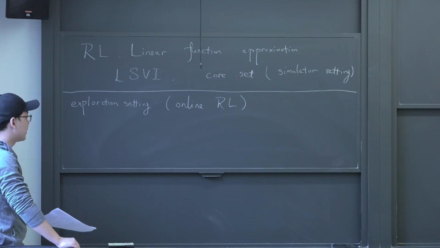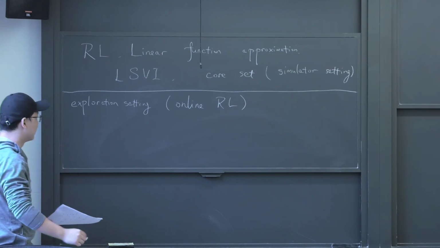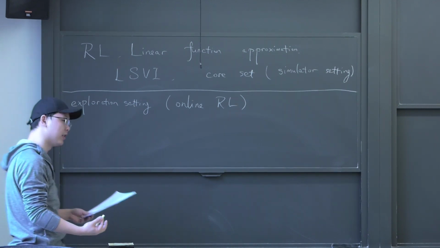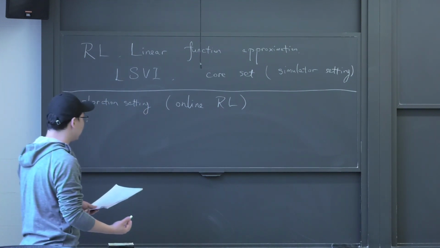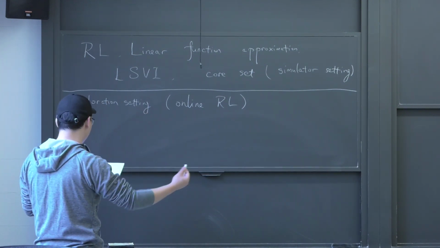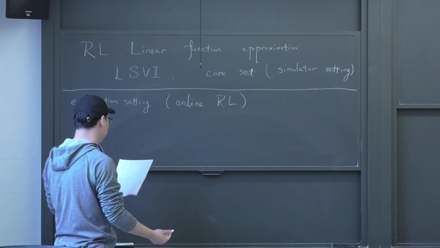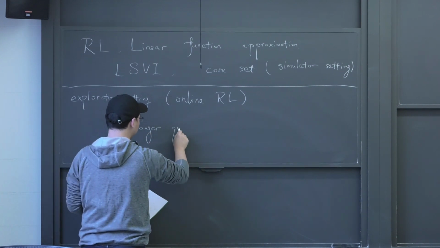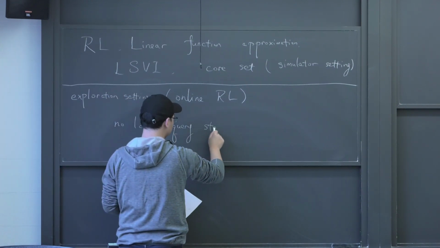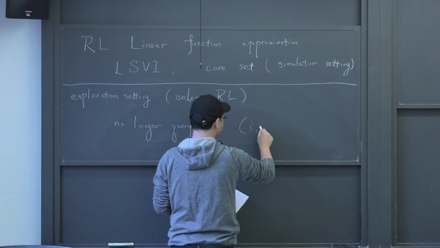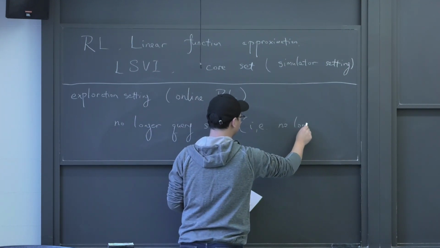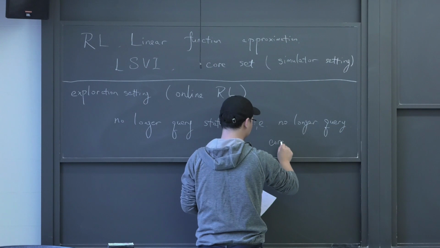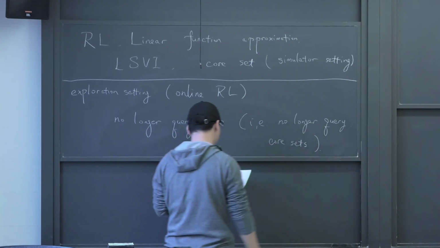So in the exploration setting, similar to the motivation in the tabular setting, we're no longer able to just query specific state and action pairs. We have to start from the initial states. So the strategy of sweeping over all the possible state action pairs in the core set is no longer available. That is, we can no longer query core sets. So this is a more practical scenario.